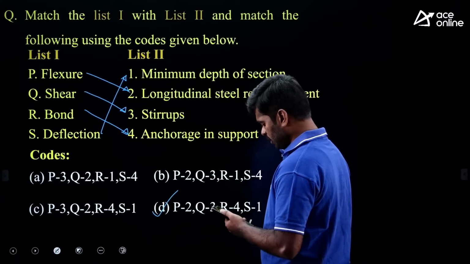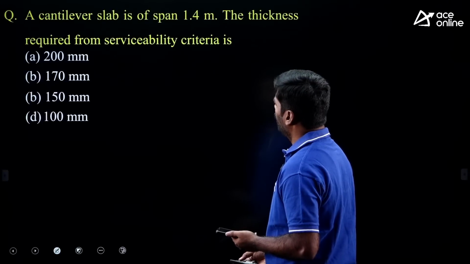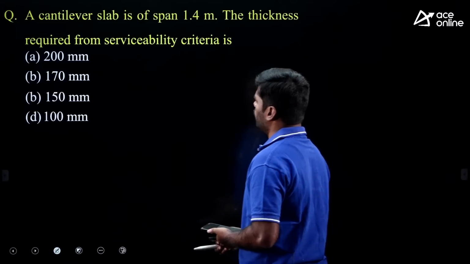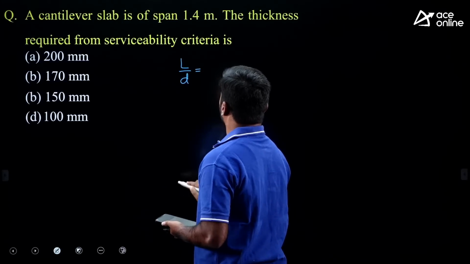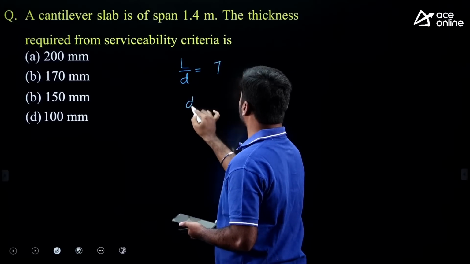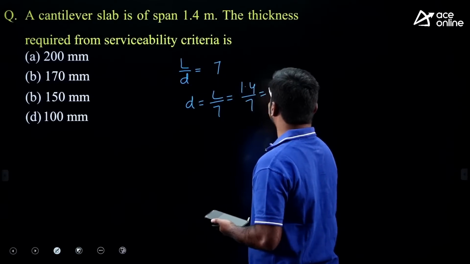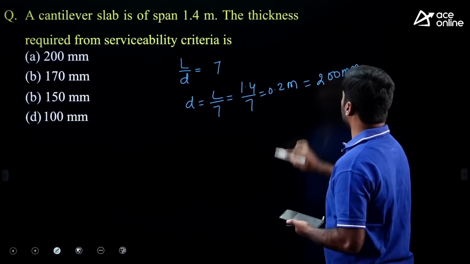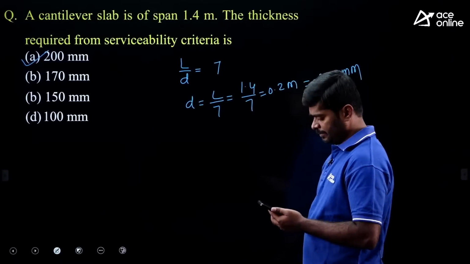Next question. A cantilever slab is of span 1.4 meter. The thickness required from the serviceability criteria is... to satisfy the serviceability criteria, we have to take L by D ratio. For a cantilever, it is 7. So, D is equal to L by 7. What is the L given here? 1.4 meter. So, you will get 0.2 meter. But options given in mm, I can write in mm. Simply multiply with 1000. 200 mm. Option A is correct.